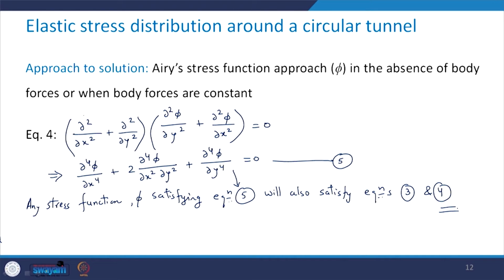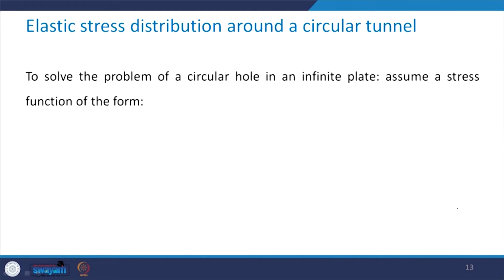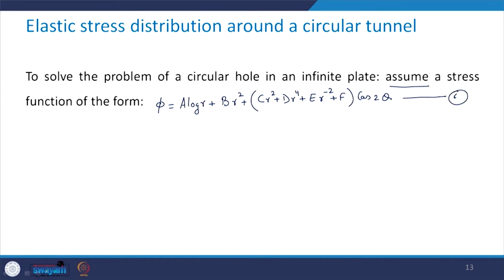Now, what can be the choice of this stress function for this problem of finding the stress distribution around a circular tunnel in the elastic rock? So, we need to assume a stress function of the form like this: phi is equal to a log of r plus b r square plus c r square plus d r to the power 4 plus e r to the power minus 2 plus f, close this bracket, into cos of 2 theta, and I will make this equation number 6.